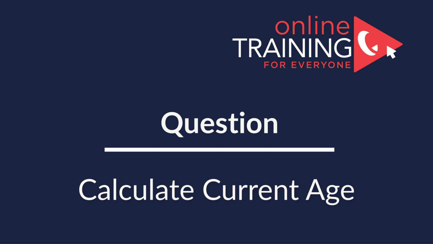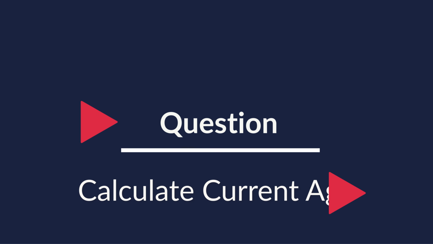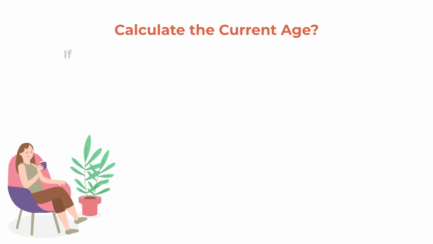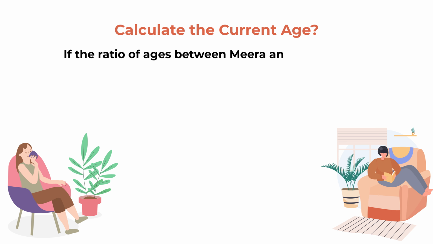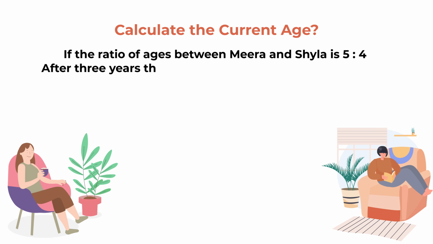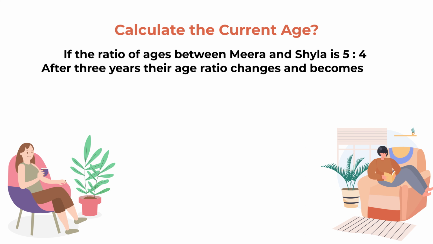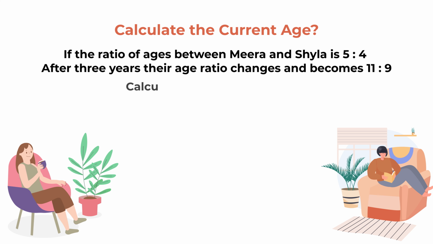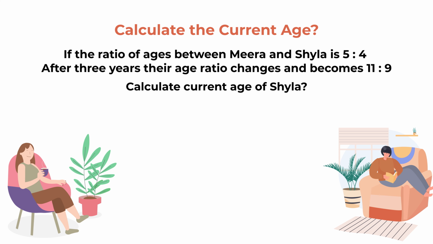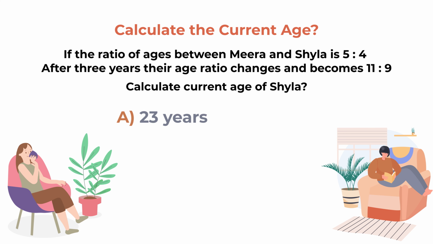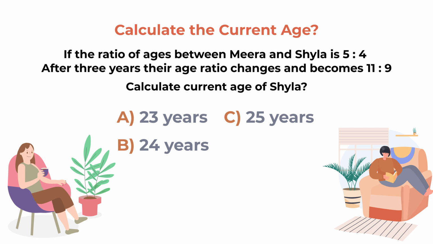Here's the question, which seems easy but has some tricky elements to it. You need to calculate the current age of Shyla. If the ratio of ages between Mira and Shyla is 5:4, after 3 years, their age ratio changes and becomes 11:9. You need to calculate the current age of Shyla, and you have 4 different choices. Choice A, 23 years. Choice B, 24 years. Choice C, 25 years. And choice D, 26 years.